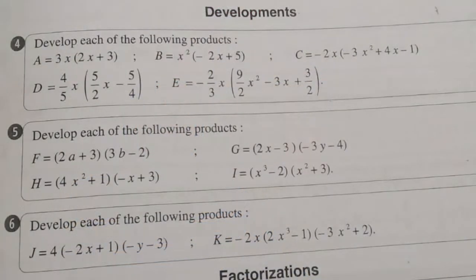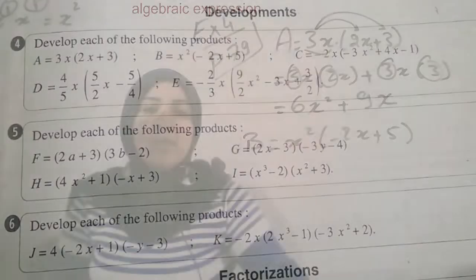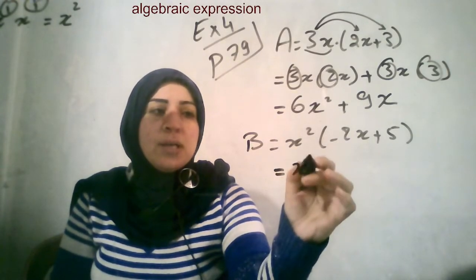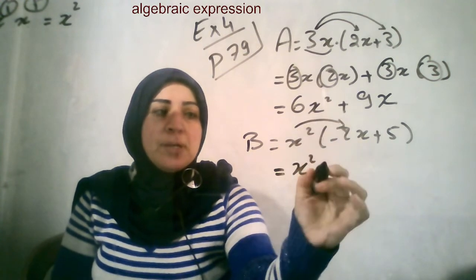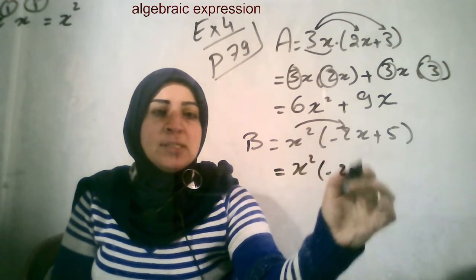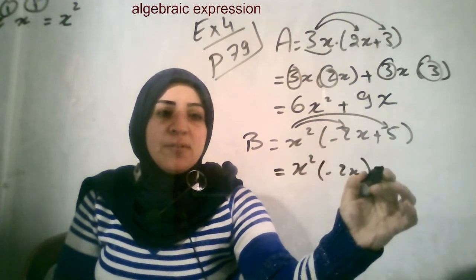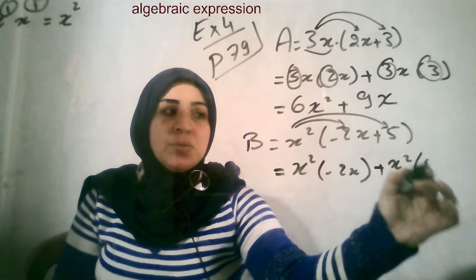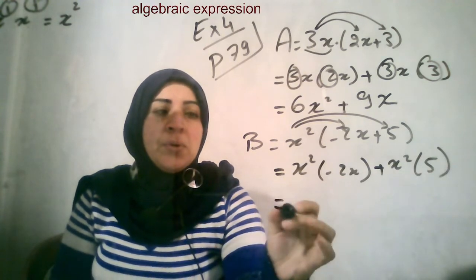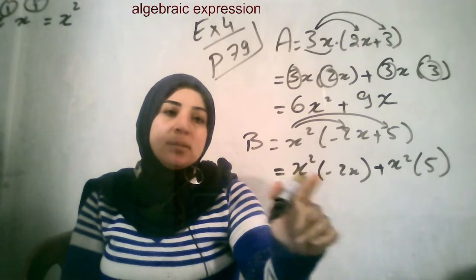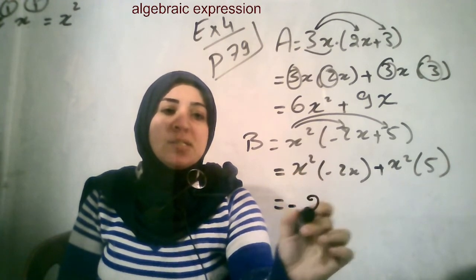Part B. It's x squared into minus 2x plus 5. The same idea is applied. We have to multiply x squared by minus 2x and then multiply x squared by 5. Now, we have here the coefficient is 1. So 1 times minus 2 is minus 2.